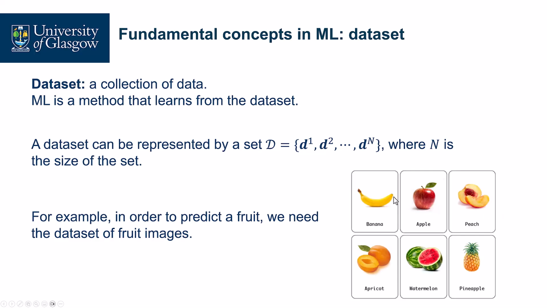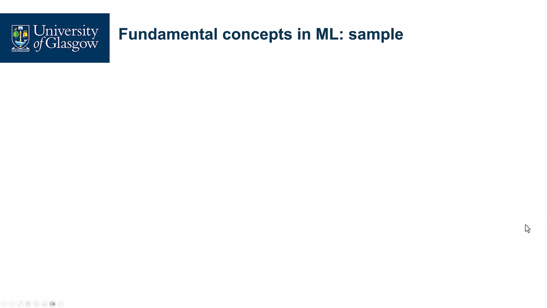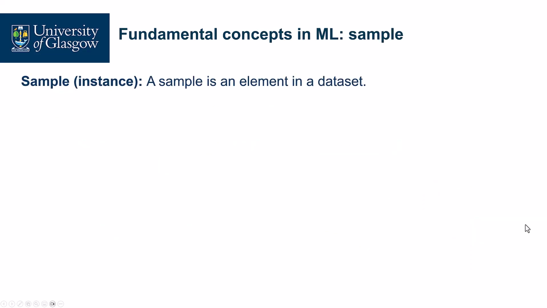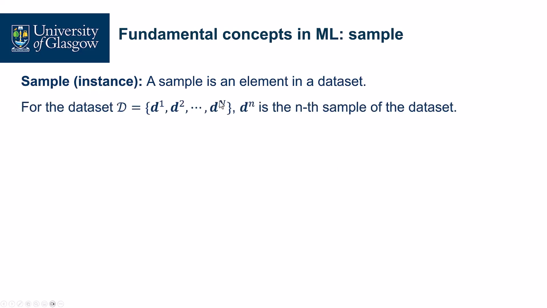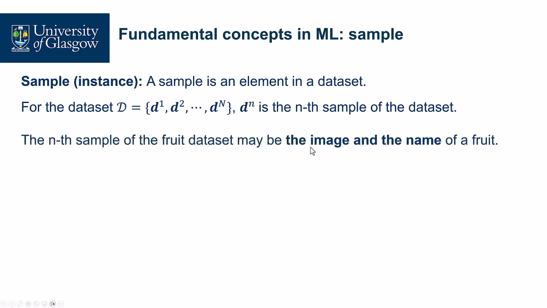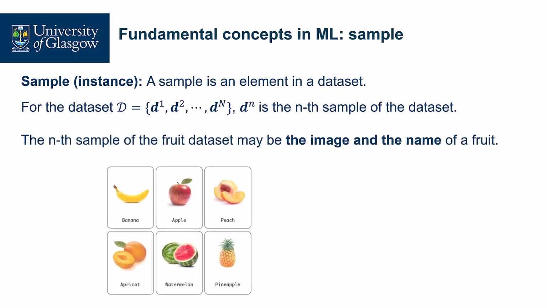For each element in the data set, we call it a sample. So a sample is an element in the data set. Given this data set, D1 to Dn, Dn is the nth sample of the data set. In this particular example, the nth sample of the fruit data set is an image and its name. So we can see here is an image, and its name together. We call this a sample, right? So now we know the data set and sample.